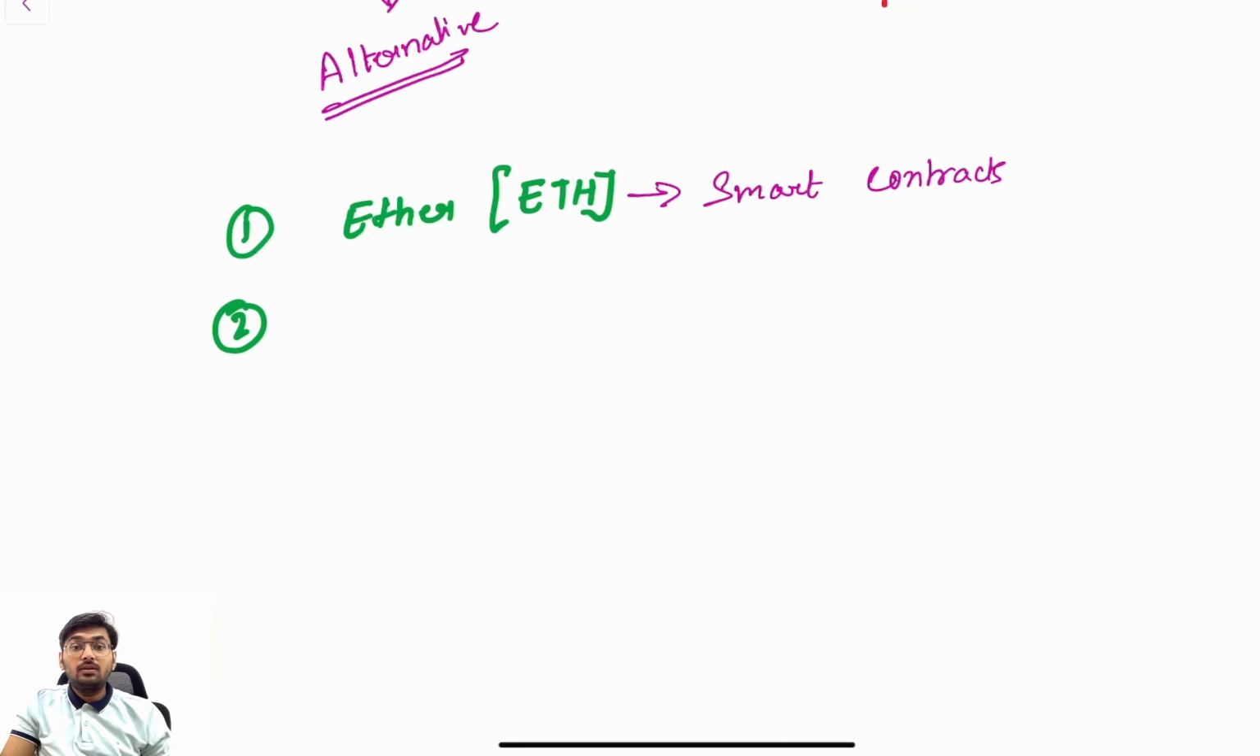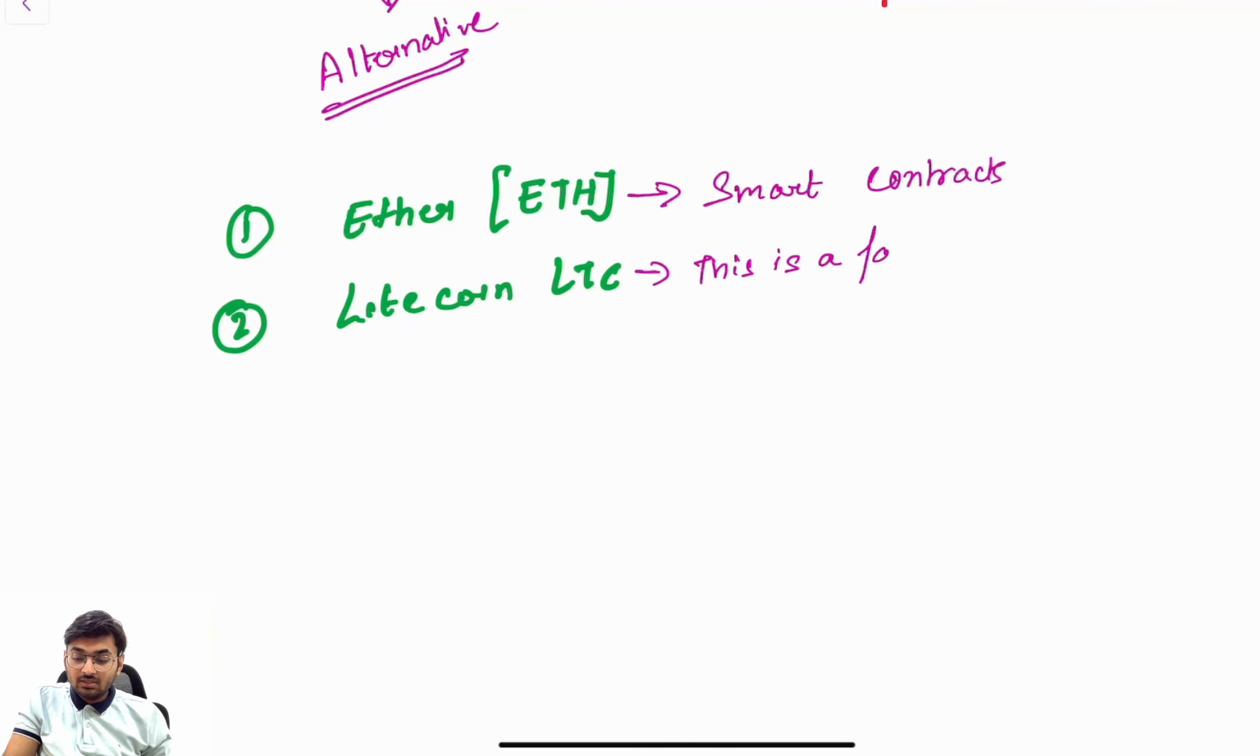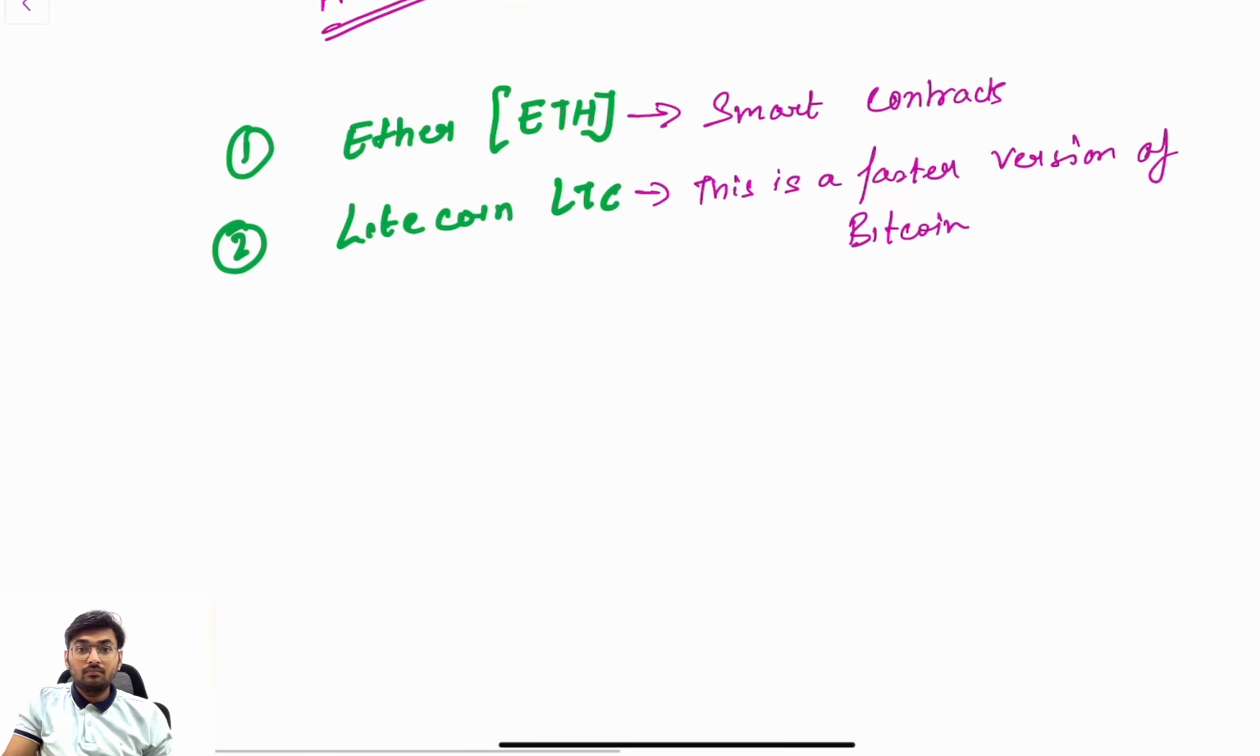Second, write down Litecoin, as LTC. Clear? Now this is a faster version of Bitcoin. You can write down, this is a faster version of Bitcoin. Clear?